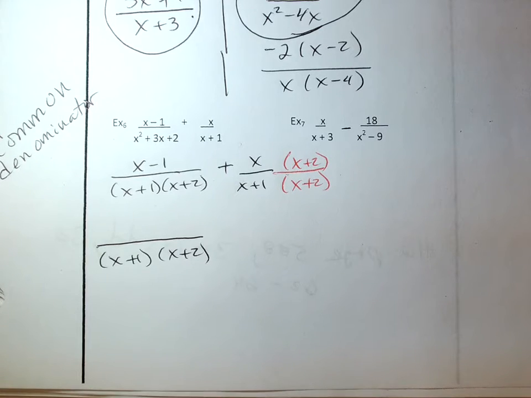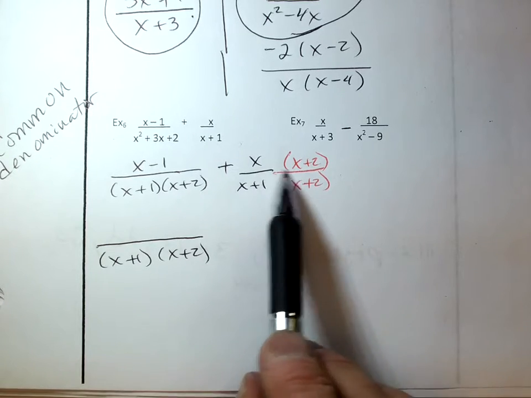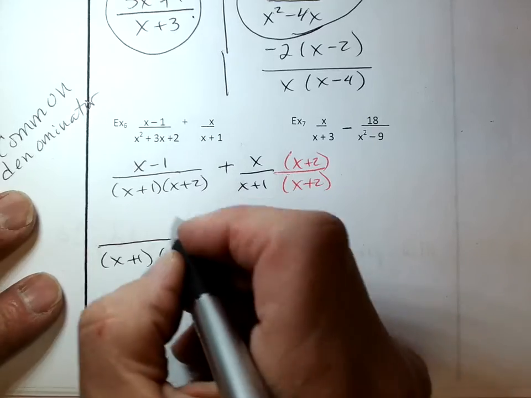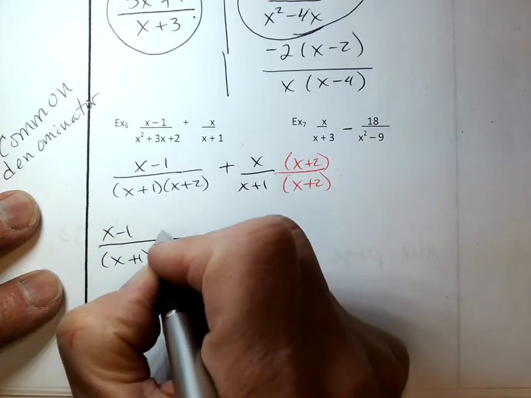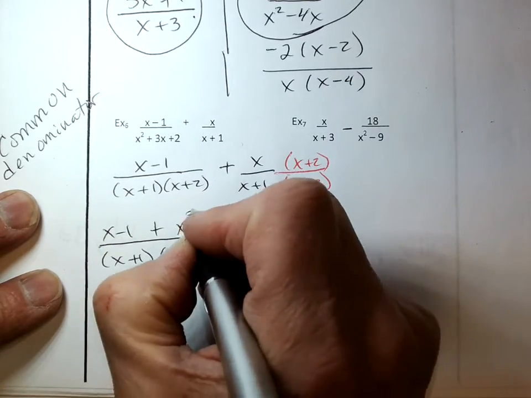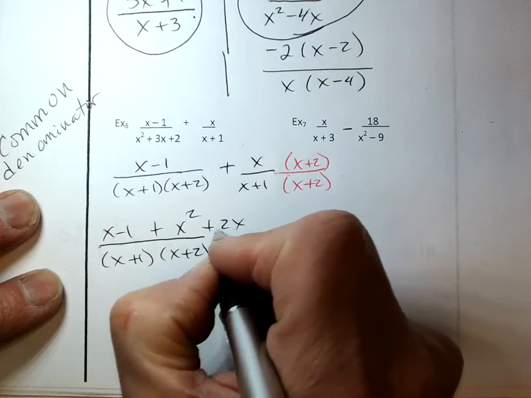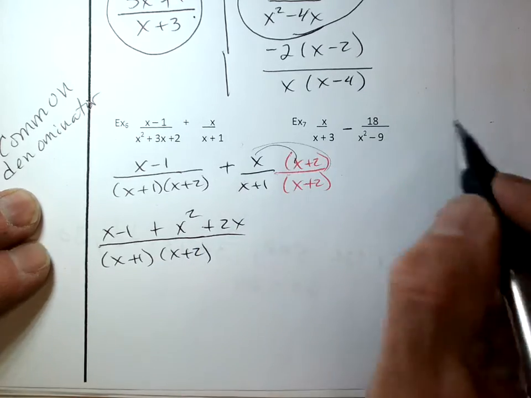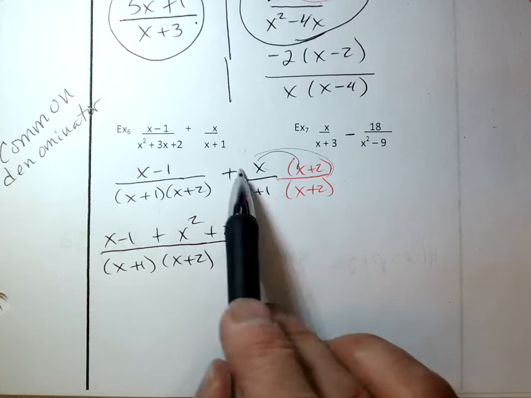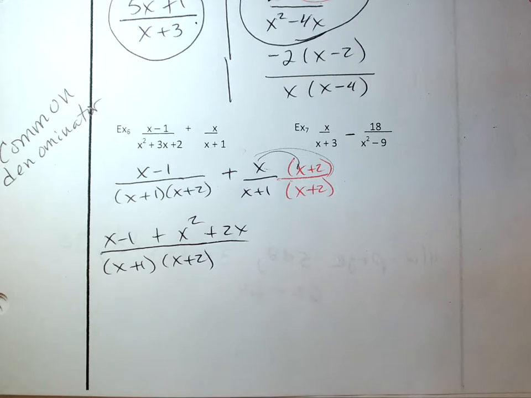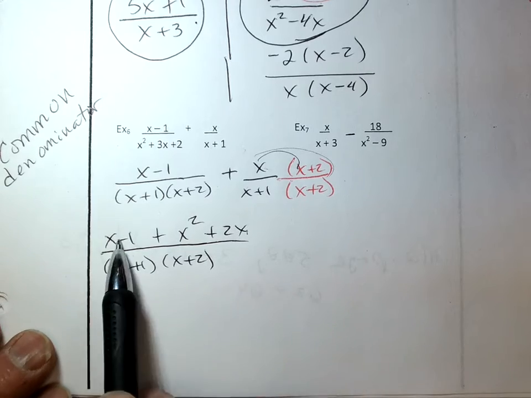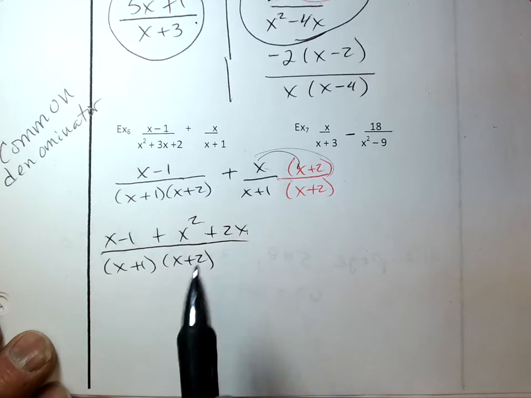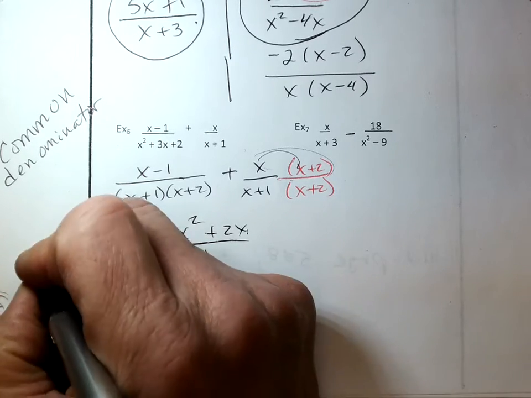On the top, I can't add them yet because this needs to be distributed. So on the top, I'm going to have an x minus 1 plus an x squared plus 2x. You see where I got the x squared plus 2x? Because you can't really add them in this form yet. So I need to distribute. Now I look at it and say, what can be added? Well, I can add these two here, make it a 3x. So I'm going to add the numerators.